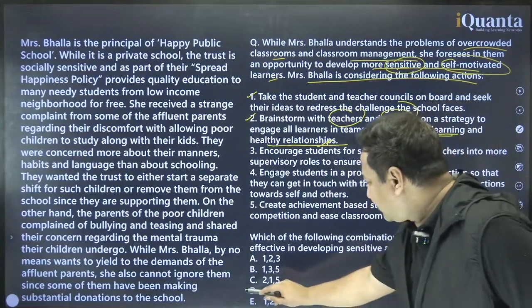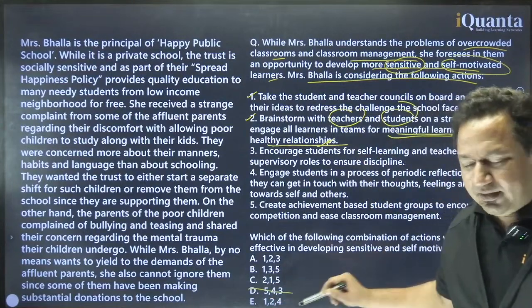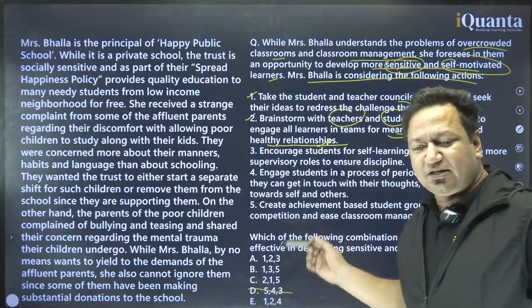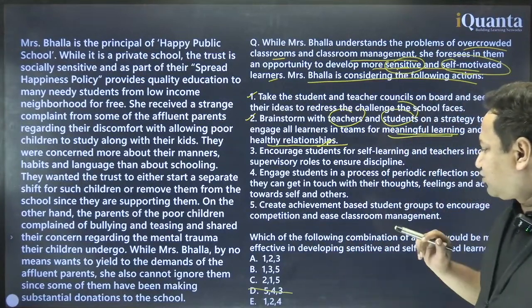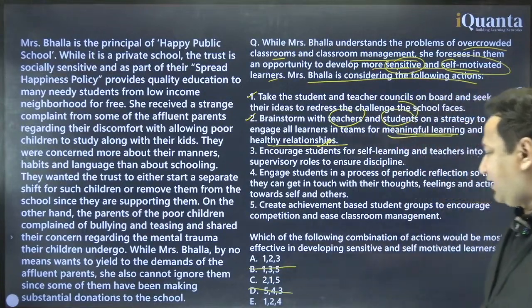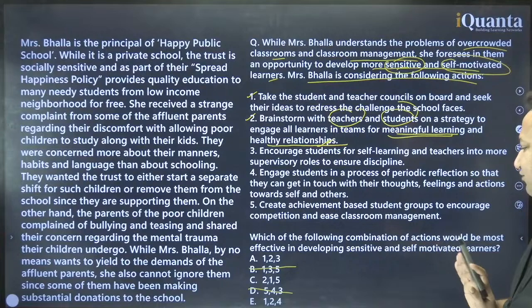1 to hoga. D is, see, I'm eliminating. The best thing about these kind of questions is that you can eliminate because options are varied. 1 and 2 both should be there. So B gets eliminated. Now we have A, C, or E. 1, 2, 3, 2, 1, 5, 1, 2, 4.